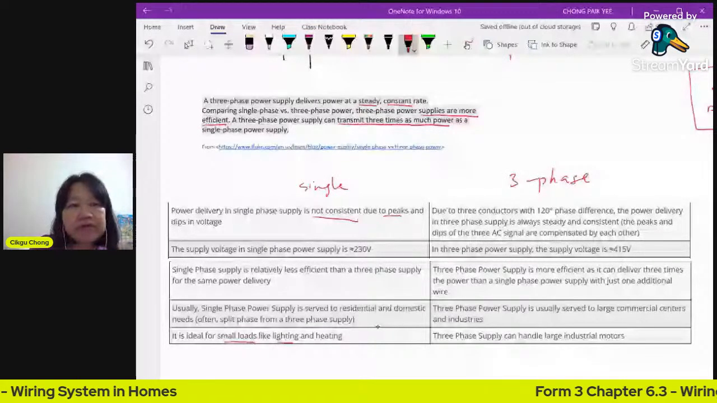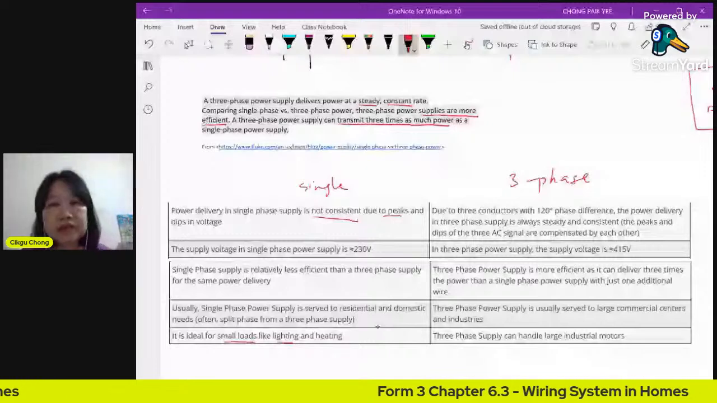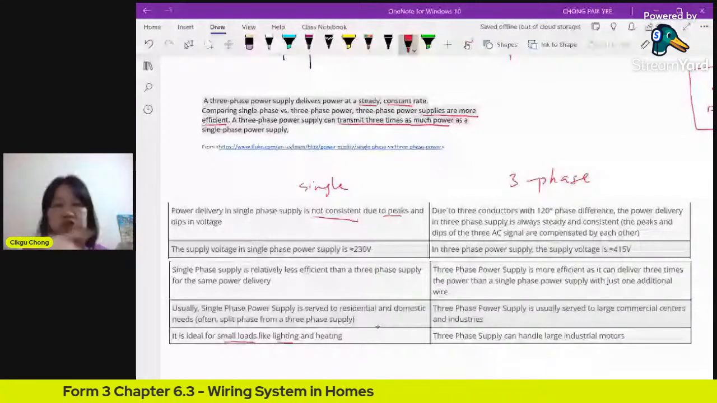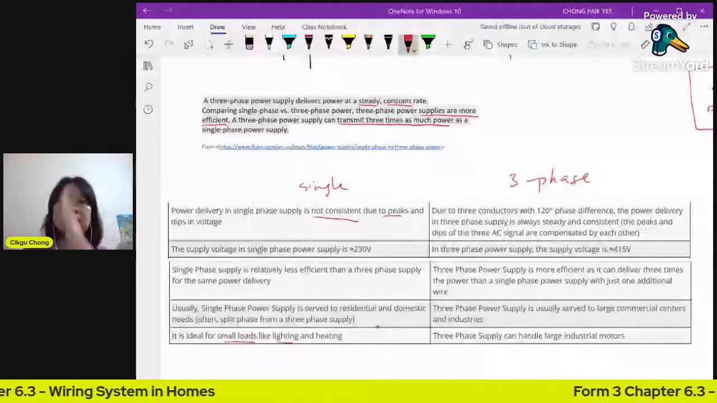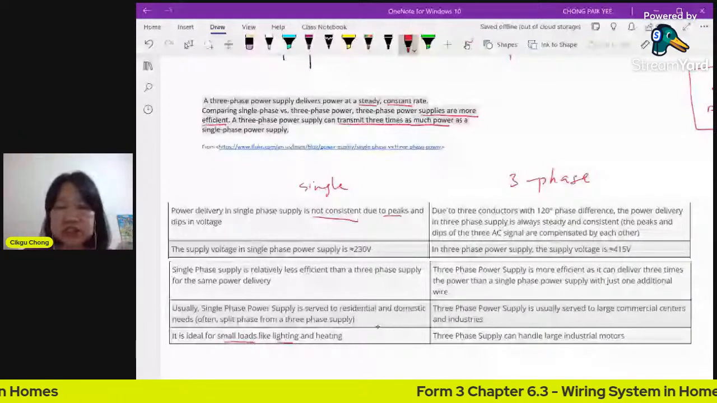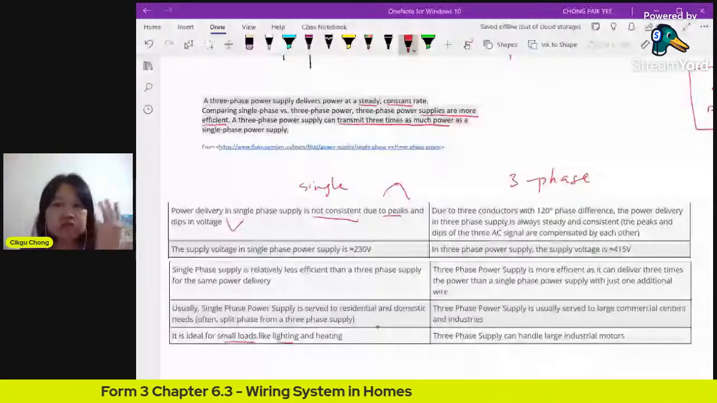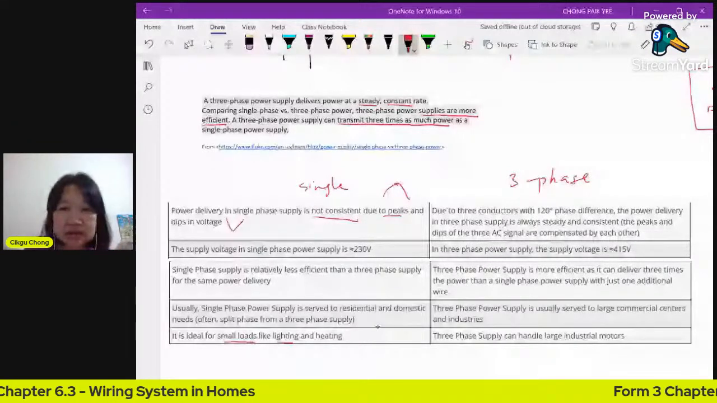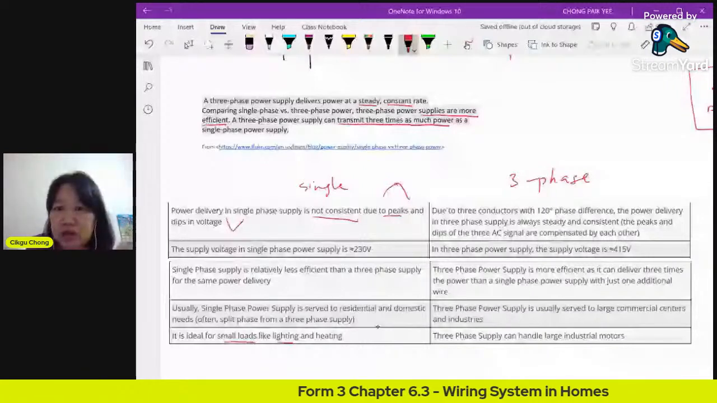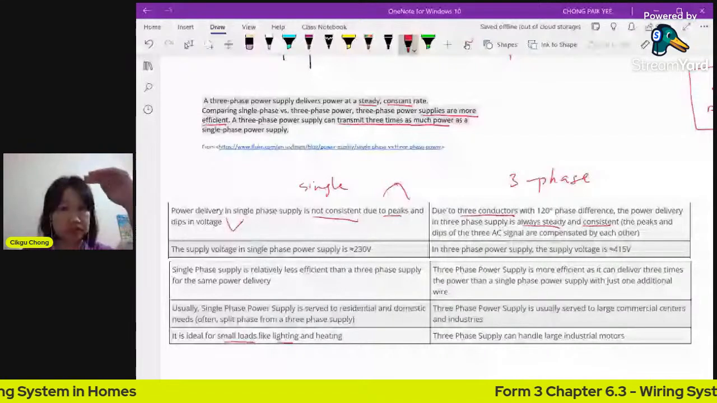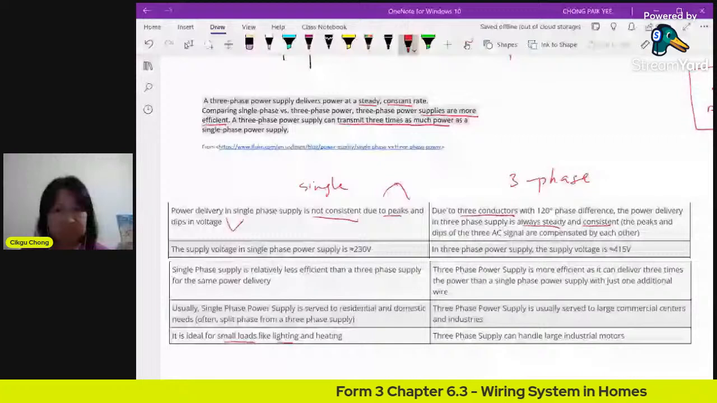You can't help it because it's alternating current. It's not direct current. Direct current is all consistent. You can see the graph there, same straight line. But alternating is up and down, so it's not consistent. You only have one. But with three-phase, you have 3 conductors, 3 wires, and each one has a different wave at a different time, a different pattern. So you'll find that the power delivery is always steady and consistent. The peaks and the dips are compensated. When this one peaks, the other one will dip. When this one dips, the other one will peak. So more or less it balances out.